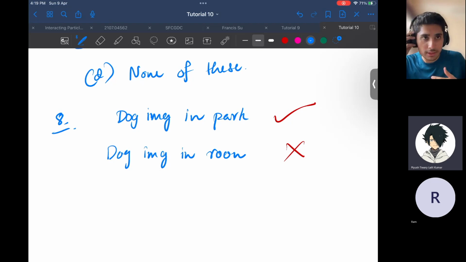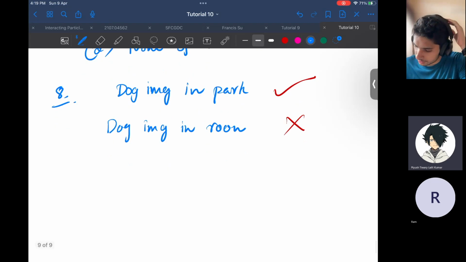This is something very interesting. I will cover that question, the next question, only. Coming to that question, the CNN detects a dog image that is in a park in a very robust manner. However, it performs very poorly when the dog image is taken in a room. What does this mean? Let me write it down.